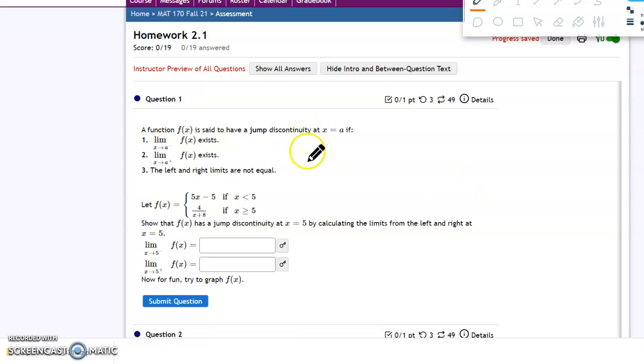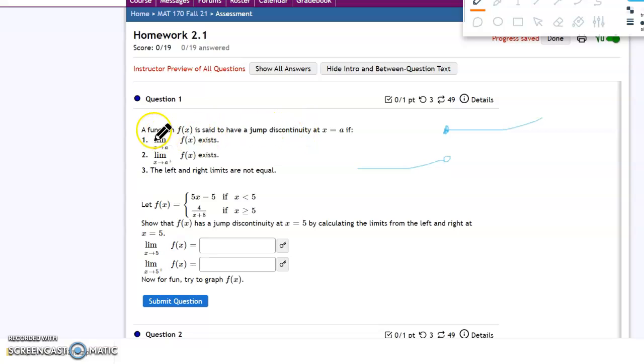So, question 1 gives us a definition of a jump discontinuity. Intuitively, we can think of a jump discontinuity as some piece of graph that's going to a point, and then it jumps to another piece of graph. I'm just drawing an example of that. It can look different than this, but there's essentially a jump in the graph itself at a particular value.